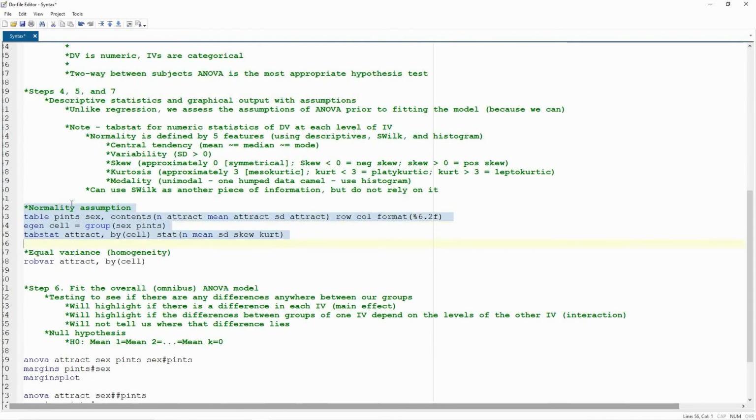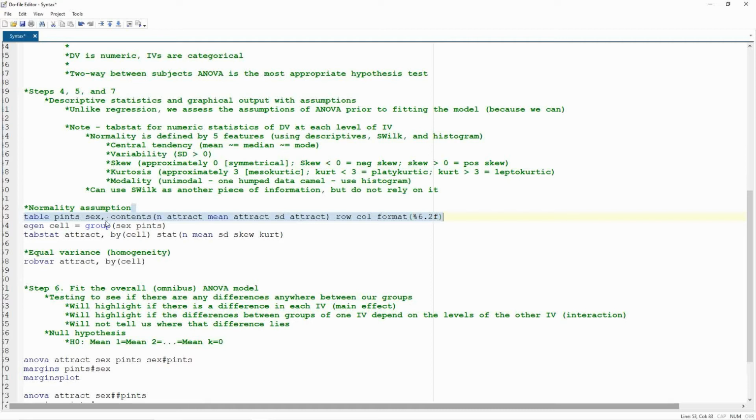Okay, let's look at normality. So we have already talked about all of these different statistics, but it gets a little bit complicated with a 2-way ANOVA. So we can use a command called table. We can put in our two categorical variables with table. So table, pints, sex.